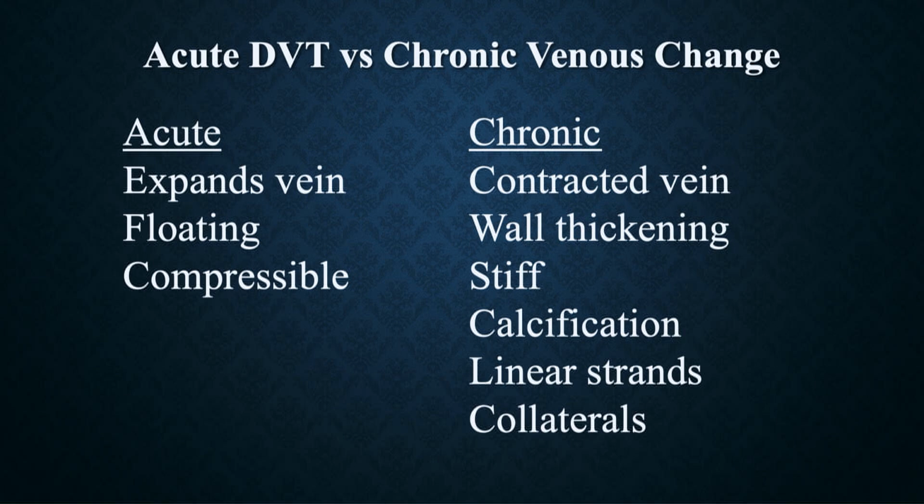With chronic venous change, the veins become contracted. They're smaller. Sometimes they're very, very small. Remember that the veins should be larger than the artery. If the veins are smaller than their accompanying artery, that's abnormal. It's likely related to retraction and probably scarring. Wall thickening, and that can be concentric or it can be unilateral, as I'll show you. The veins are stiff. They're harder to collapse, harder to compress. That's another sign of chronic venous change. Calcification in the wall, stranding, the synechiae I showed you, and collaterals, all signs of prior DVT.